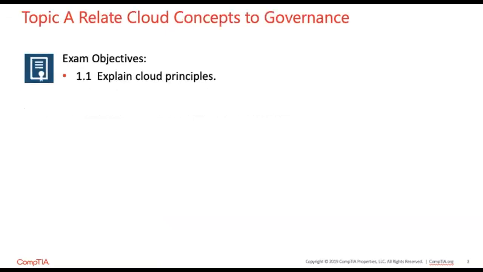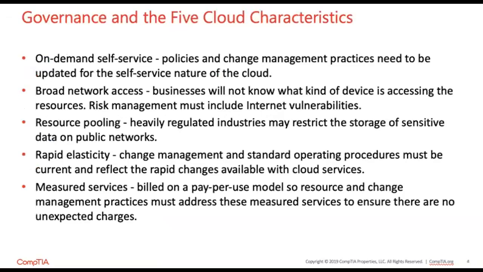So focusing on topic A, we're going to be looking at how you relate cloud concepts to governance. We're going to start from the basics, which is governance and the 5 cloud characteristics, which you should all remember are from the NIST. The 5 characteristics, if we're going to recap, the first one is on-demand self-service. The definition of this is when cloud users can provision resources whenever they need them without having manual intervention from providers.